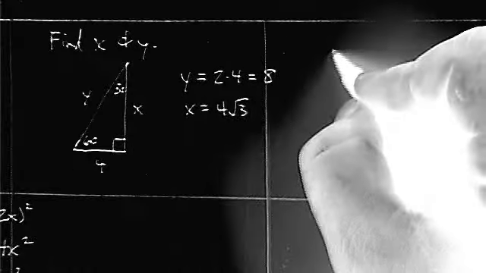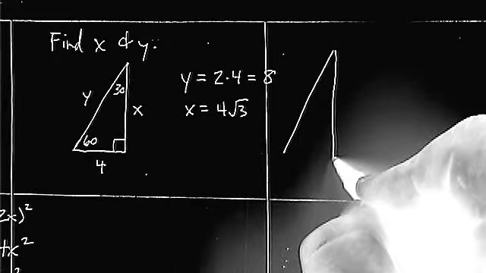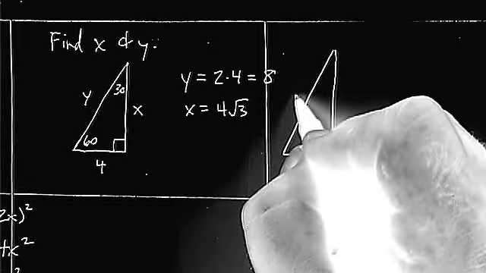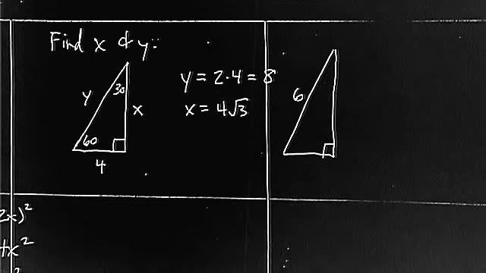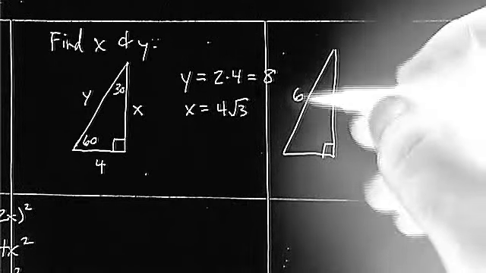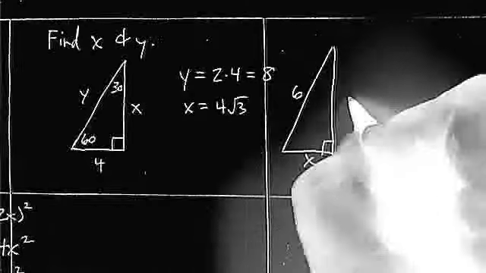So what happens when it's maybe not so easy? What happens if I start with 6 as the hypotenuse and I want to go backwards? I want to find x and y.